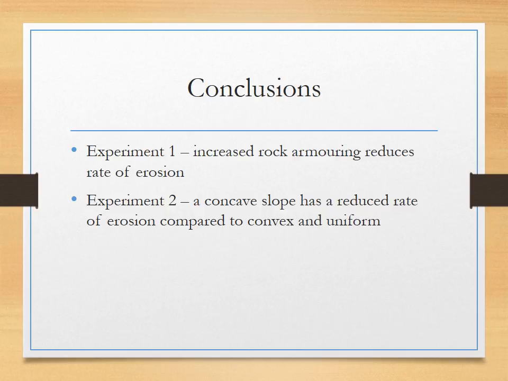In conclusion, our first experiment showed that increased rock armouring reduces the rate of erosion, and for experiment 2, a concave slope has a reduced rate of erosion compared to convex and uniform slopes.